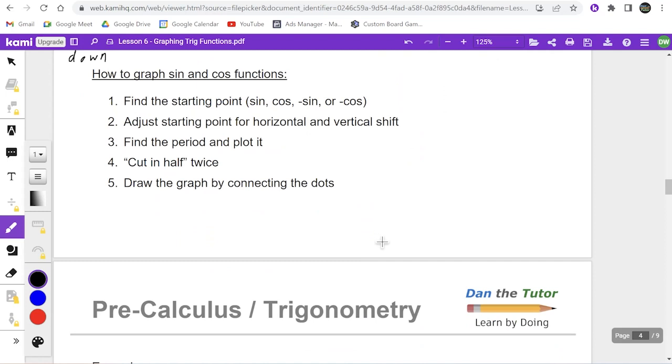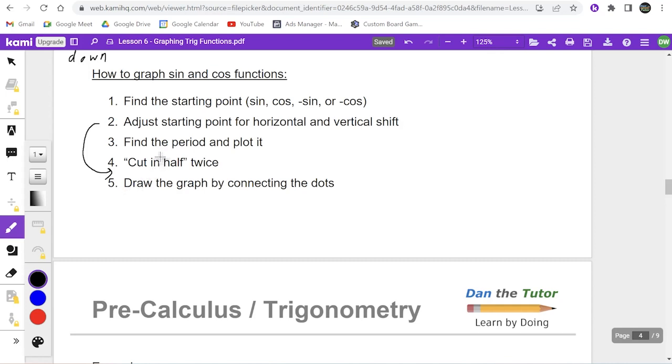Okay, now we're going to talk about how to graph sine and cosine functions. The first thing you need to do is find the starting point, and we're talking about sine, cosine, negative sine, or negative cosine. After you identify the family, I kind of have this out of order, I'll admit. I put just the starting point, horizontal and vertical shift. That's not, as it turns out, the best idea. I tried it earlier. It wasn't the best. I'm actually going to put this right here after step 4. And you'll see why later on when I explain it.